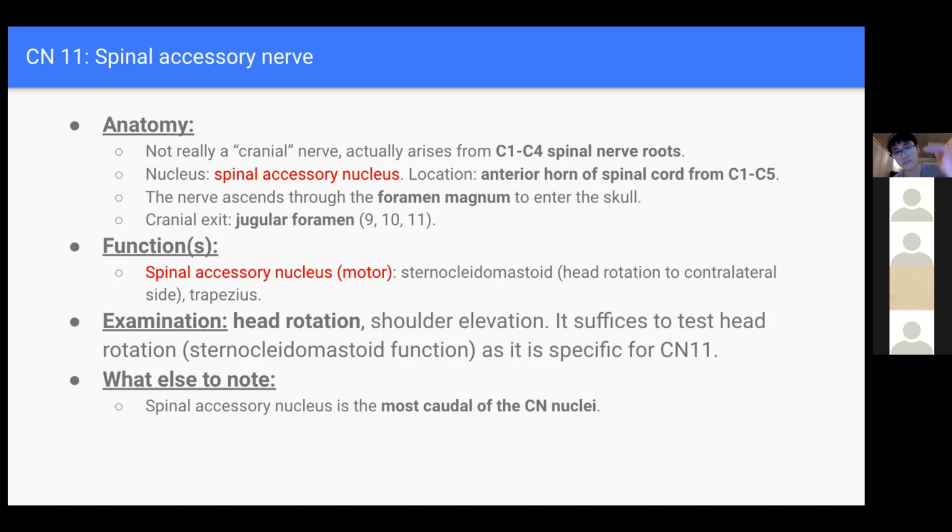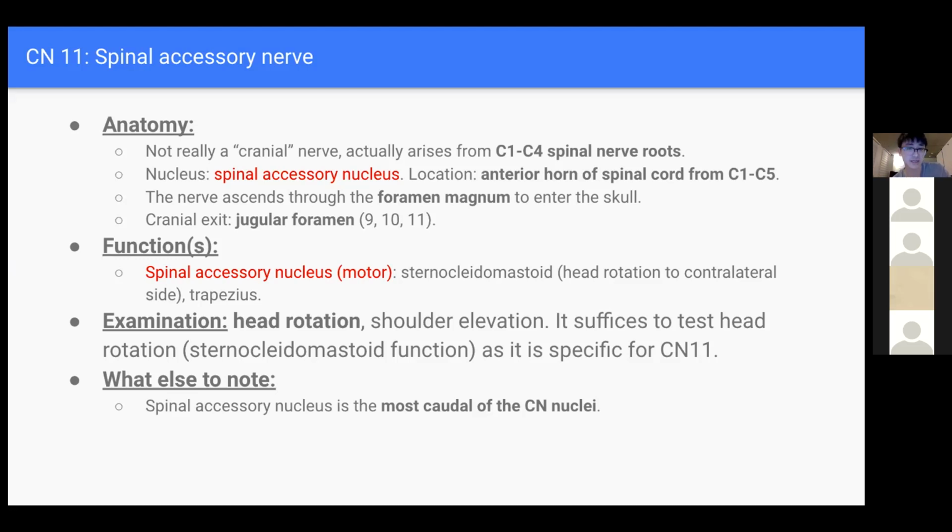Essentially, it extends from C1 to C5, so it's cervical spine. And it innervates two muscles, this nerve, right? The sternocleidomastoid, this is the one in your neck that makes you turn your head. It makes your head turn to the contralateral side. So if I have my left SCM contracting, my head is rotating to the right side, okay? And the trapezius for shoulder elevation.